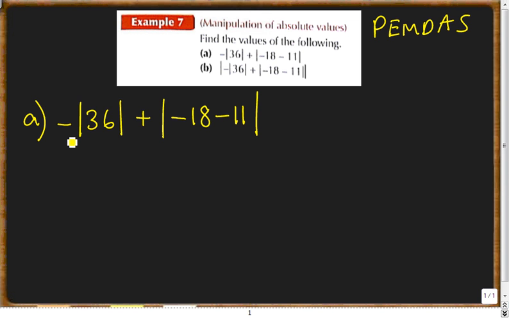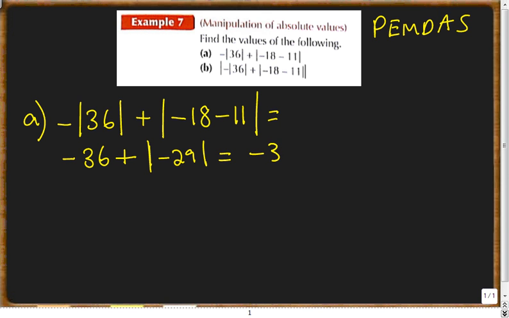So this is a multiplication. A negative sign out front of something is a multiplication, if you want to think of it that way. So the absolute value of 36 is 36. And since it is negative, it is a negative 36. We are then adding the absolute value of this. So the absolute value of negative 29, well, that is 29.